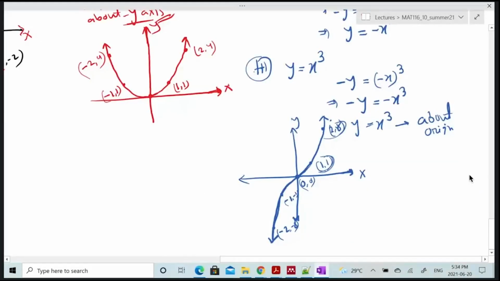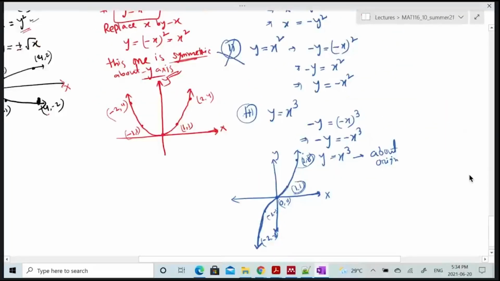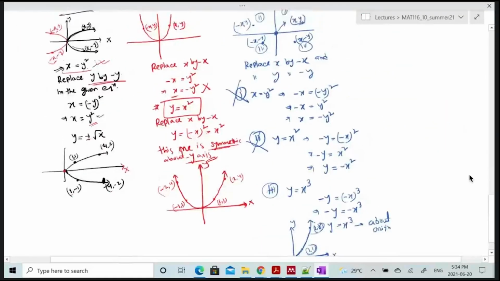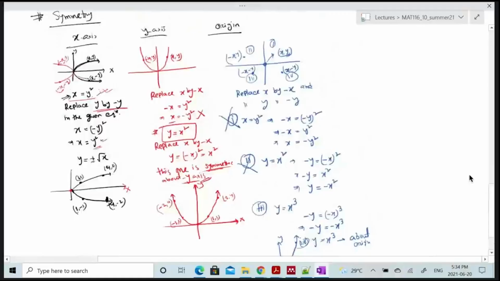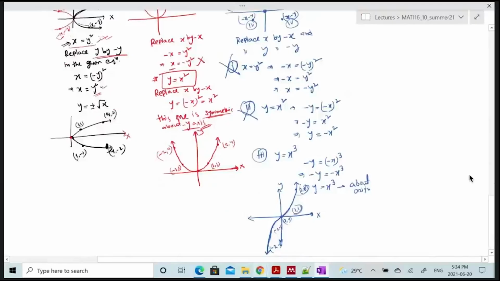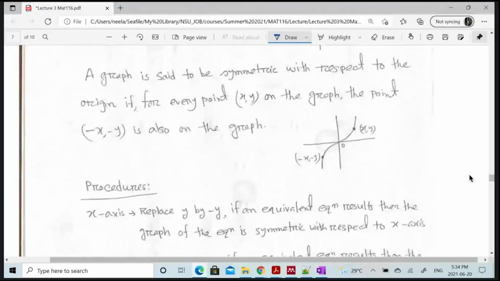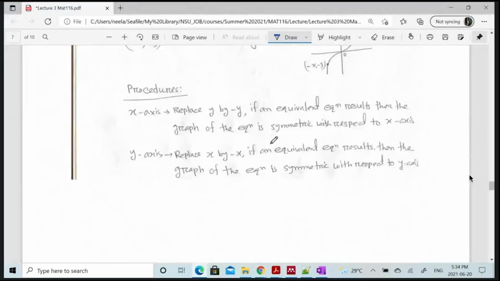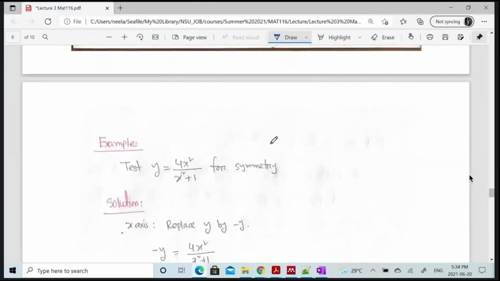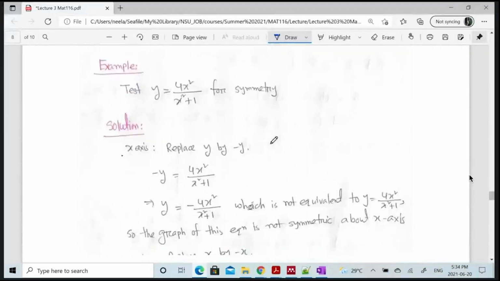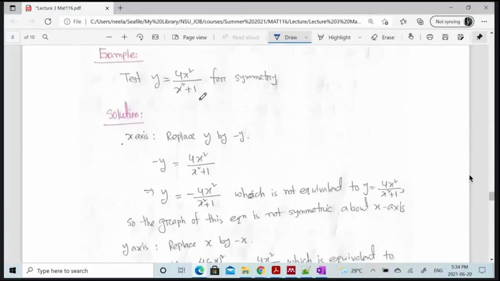So that is the summary of intercepts. And oh my god, sorry, this is the symmetry. Sorry, it's a summary of symmetry. And I think we are almost done. I'm not repeating it again. Whatever I said is written here. We have one example test for the symmetry for this function.